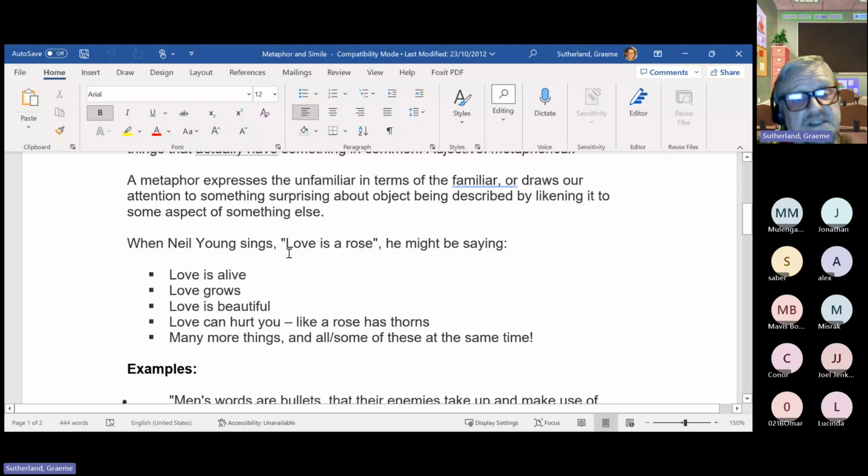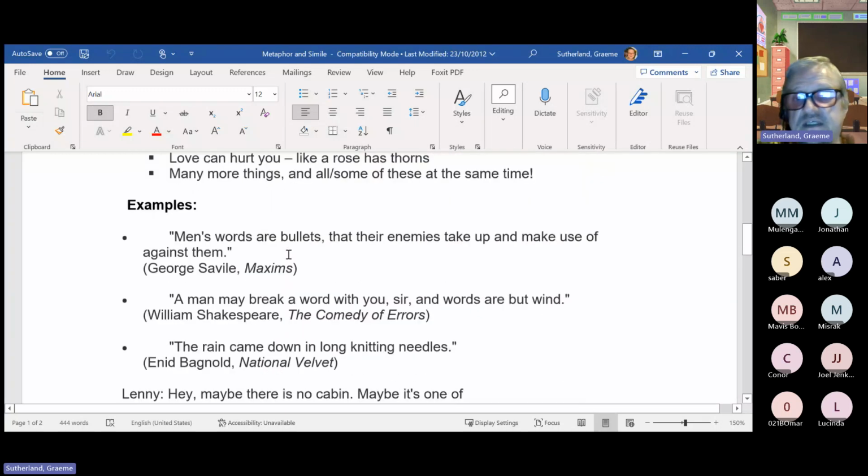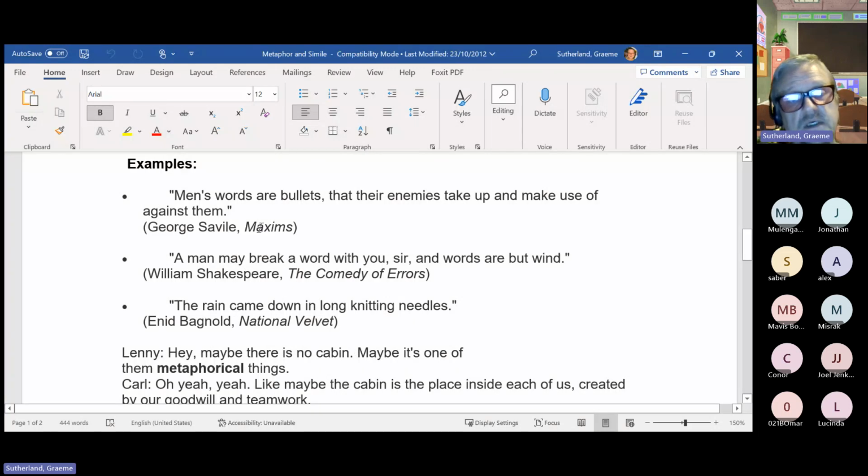It doesn't always work, and writers have to be very careful with it. So let's have a look at these examples of metaphors. Now, these are some famous ones. Men's words are bullets that their enemies take up and make use of against them. Now, if you were going to explain that in an exam, that's your question 3 on paper 2 or question 2 on paper 1, the language question, you've got a lovely metaphor there. What exactly is George Savile saying about words that means that we can use this comparison with bullets? How does that comparison work?